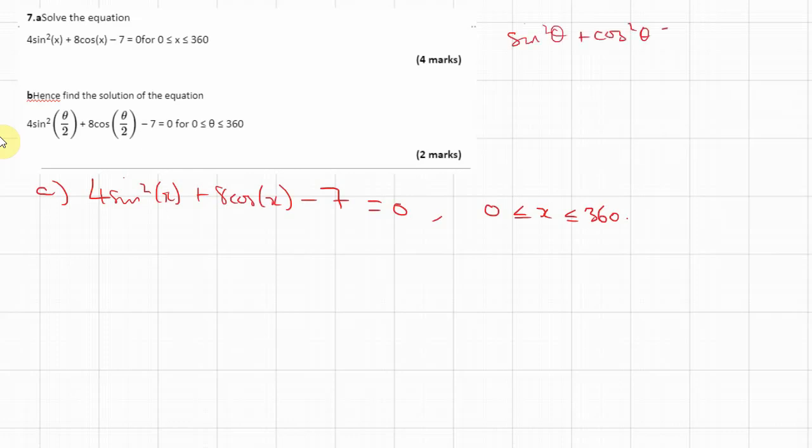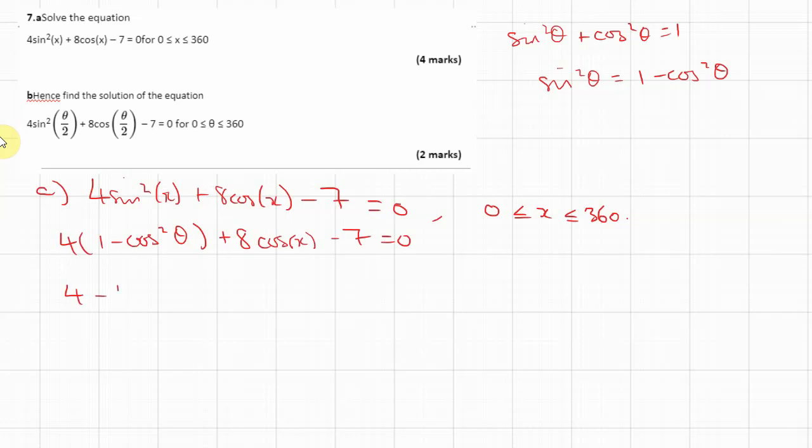So remember we said this, so we can actually say sine squared equals 1 subtract cos squared. So I'm going to use that. And then I'm going to expand this bracket. 4 minus 4 cos squared plus 8 cos. Oh, I'm mixing between, you know what, I'm going to do it all as thetas because I like drawing thetas better than x's. I'm changing it all to thetas.